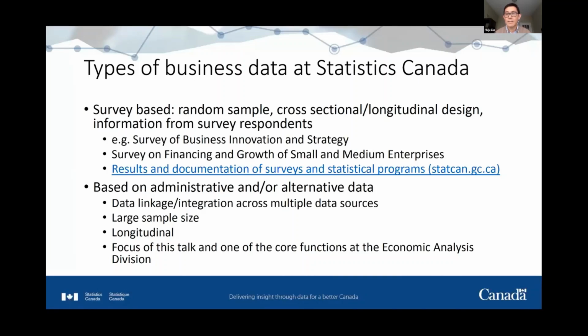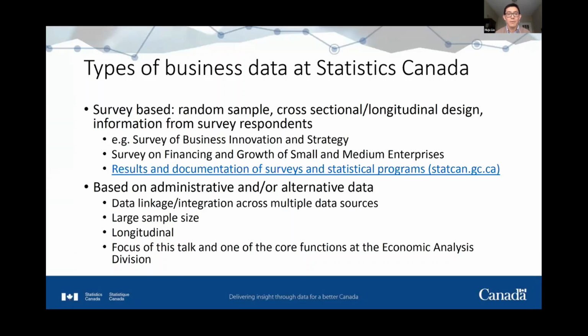At Statistics Canada, we have two types of microdata. One is, of course, traditional survey-based data. This comes from a random sample, either cross-sectional or longitudinal design. Information comes from the survey respondents. I gave you two examples here. You can look them up on the Statistics Canada website, and the link here is actually the whole list of the surveys available at Statistics Canada.